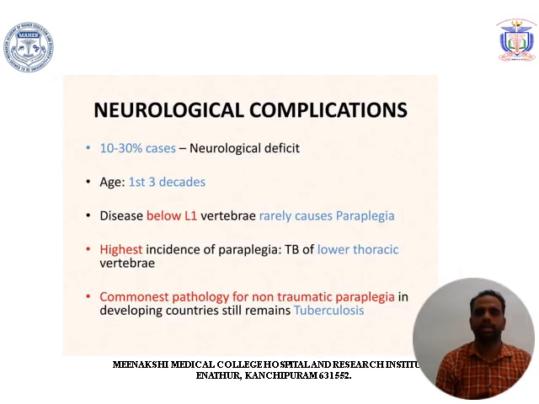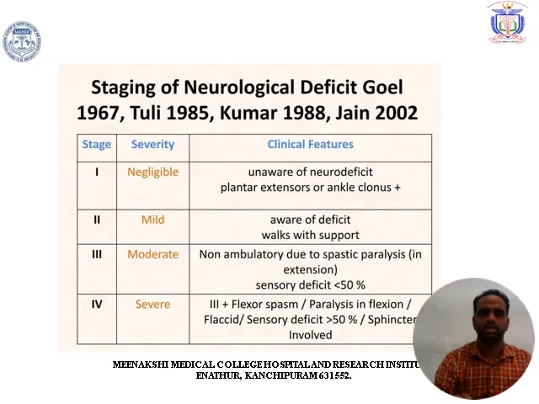The neurological complications: 10 to 30% of spine TB will be associated with neurological deficit. The first 3 decades are the most common age involved. The disease below the L1 vertebra rarely causes paraplegia. The highest incidence of paraplegia is with involvement of the lower thoracic vertebrae. The commonest pathology for non-traumatic paraplegia in developing countries still remains tuberculosis. Staging of neurological deficit in tuberculosis: stages 1, 2, 3, 4, explained by Tuli or Kumar's staging of paraplegia.